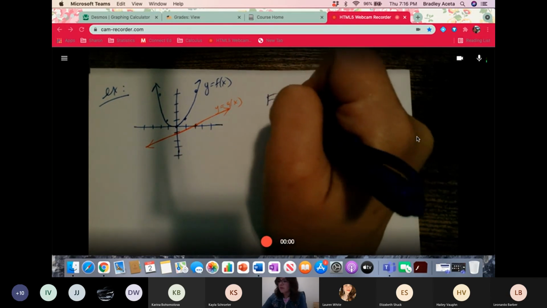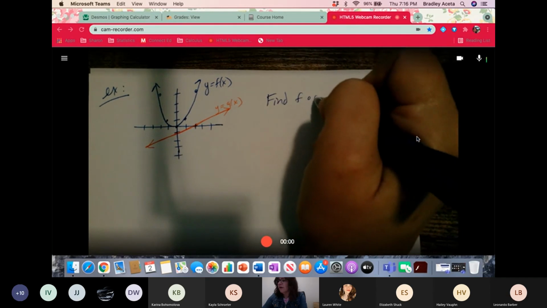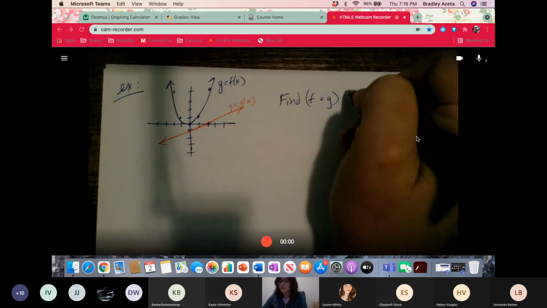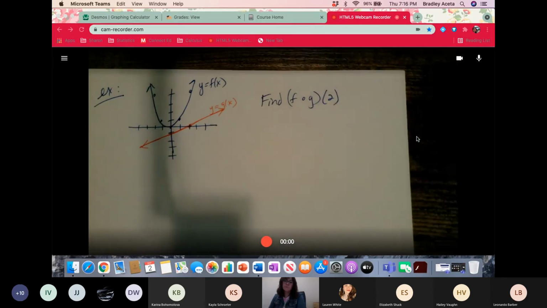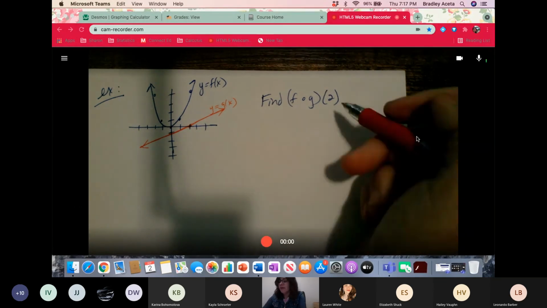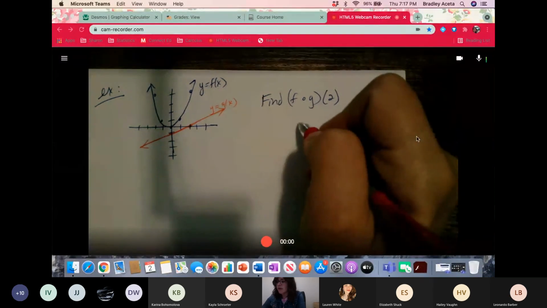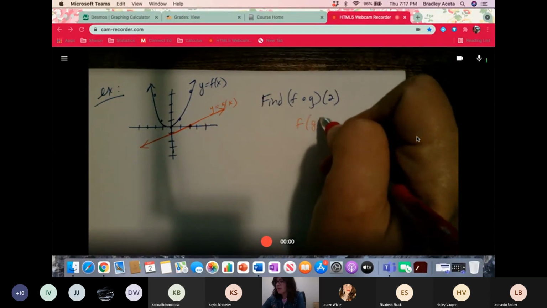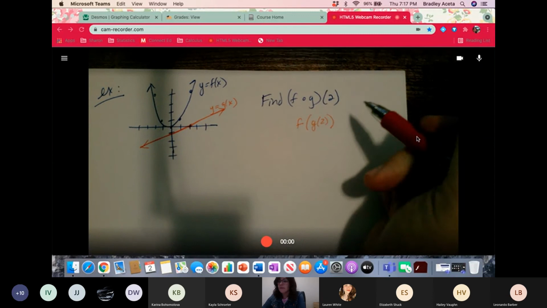And they're going to ask you, okay, find the f of g of 2 from this graph. So again, I know it seems annoying. Why does she keep doing this? But I like to always rewrite it. I like to write the f of the g of 2. That's what it means.